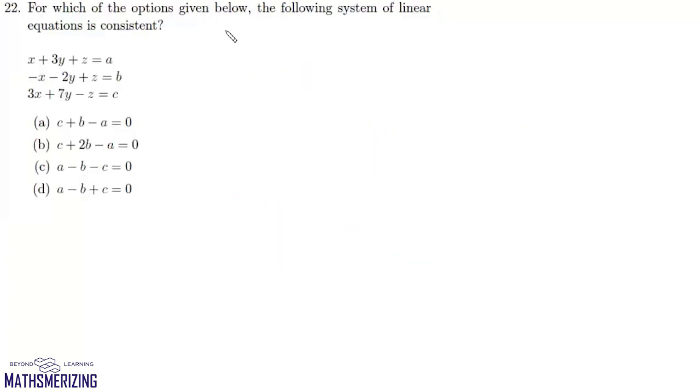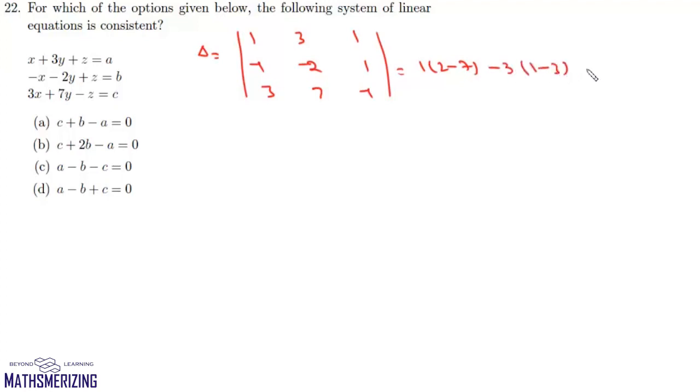Now it says, for which of the following options given below the following system of equations is consistent. First we'll find delta, and delta will be the determinant 1, 3, 1, minus 1, minus 2, 1, 3, 7, and minus 1. Now if we expand it, we'll get 1 into (2 minus 7), minus 3 into (1 minus 3), plus 1 into (minus 7 plus 6). Now this is minus 5, here this value will be plus 6, and here this value will be minus 1, which is 0.